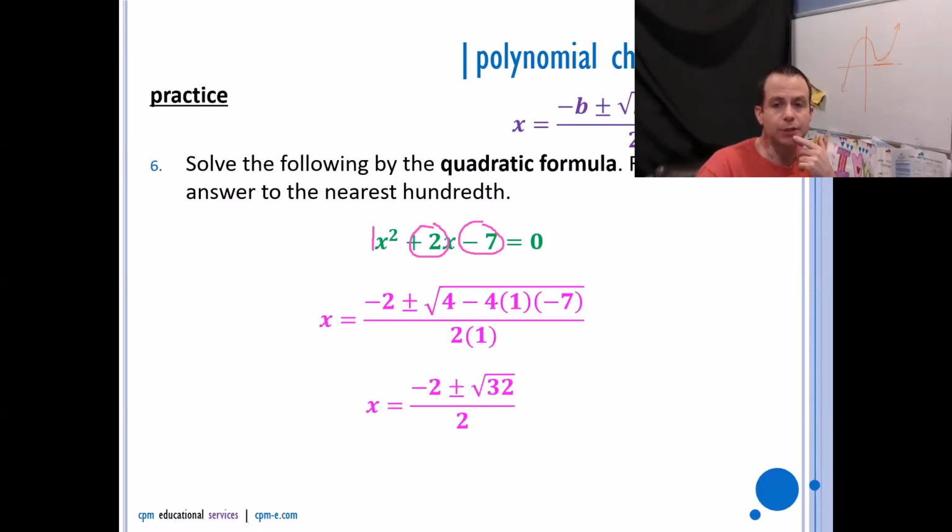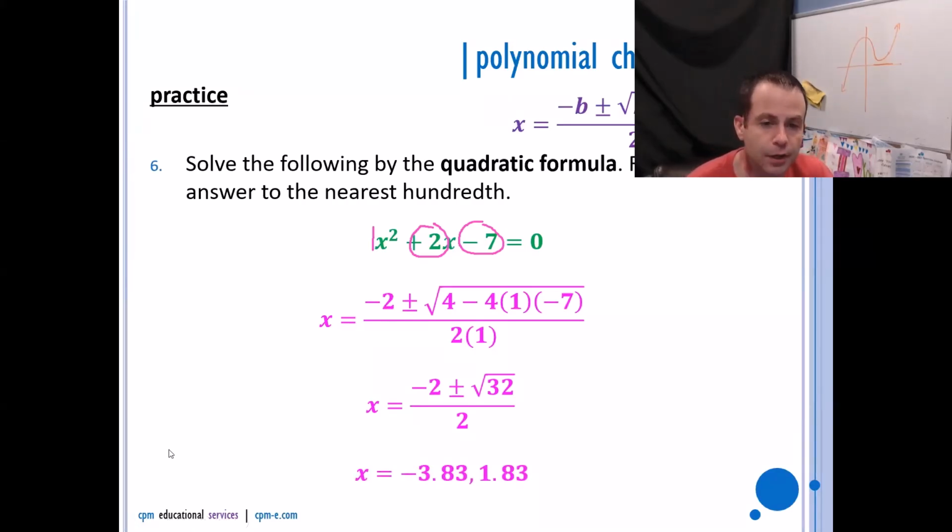This one actually asked you for the nearest hundredth as well. So if they're asking you for the nearest hundredth, they're not looking for you to simplify this first. At this point, you could also just go right to your calculator. Your two answers are going to be negative 2 plus root 32 all over 2 and negative 2 minus root 32 all over 2. Okay. And so that becomes negative 3.83 and 1.83.